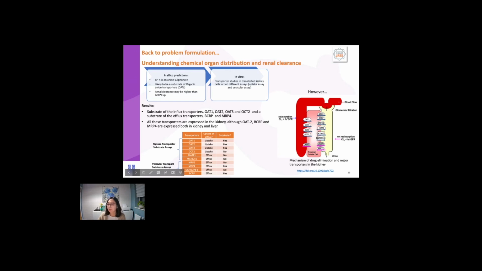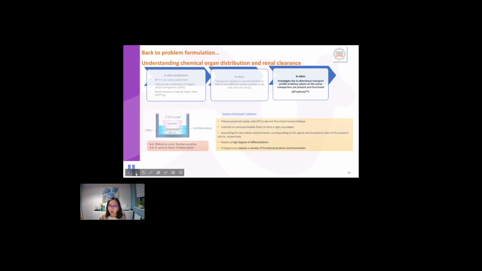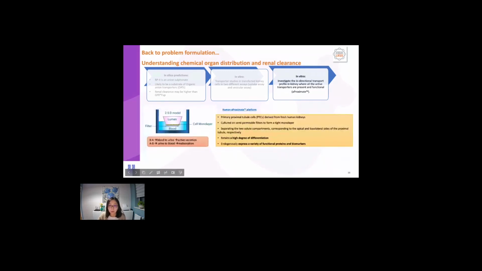Another disadvantage is that at one time we only look into one transporter. So we really want to investigate the bidirectional transport profile of BP4 in kidney, where all the active transporters are present and functional. So we have used this approximate system to explore that.